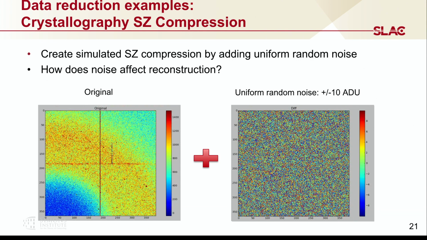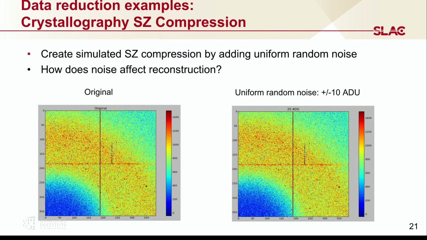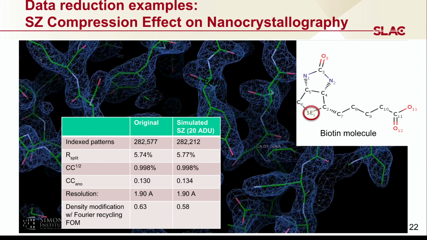As I mentioned, doing lossy compression is one of the things that we are studying right now. Fundamentally, we want to know if doing this lossy compression will affect the reconstruction, the resolution of the reconstruction. So what we have done, we got a CSPAD image, and we added uniform random noise of the order of plus or minus 10 ADU. And then we used these simulated images to go through the reconstruction and see if there is any difference. And what we have noticed is that up to about 10 ADU, we are fundamentally getting the same resolution. So 10 ADU, 20 ADU is roughly the limit that we are looking at right now.